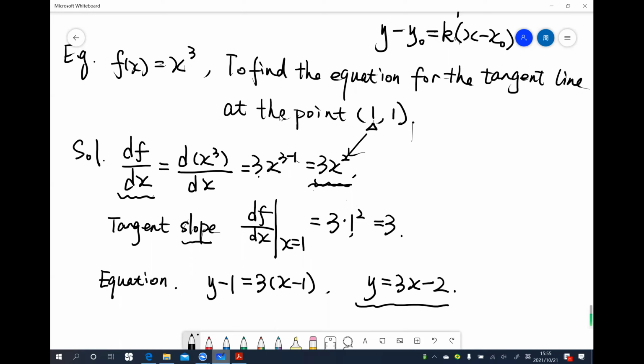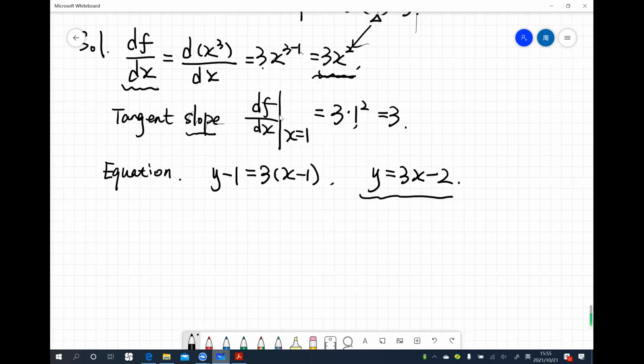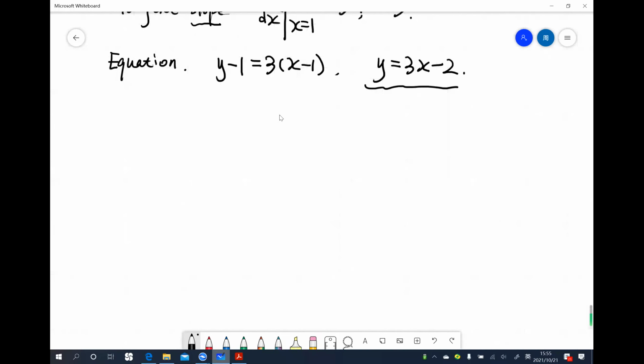Okay. So this is the geometric meaning of the derivative. And then we will learn some differentiation rules. And these rules are very, very important for us. So the first one, we call it sum rule.